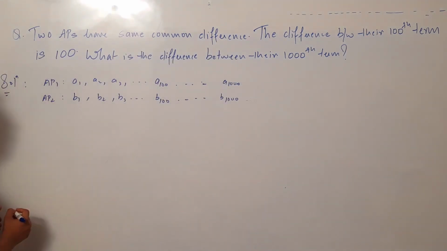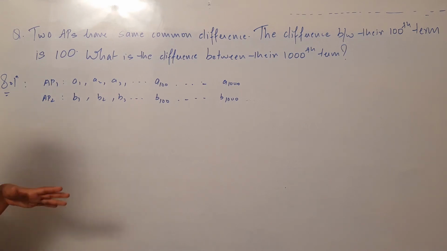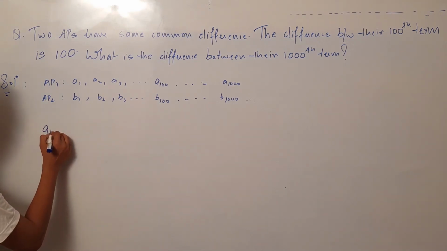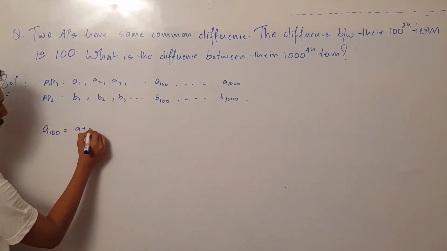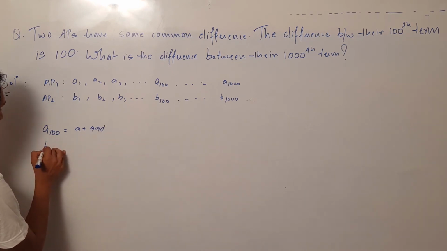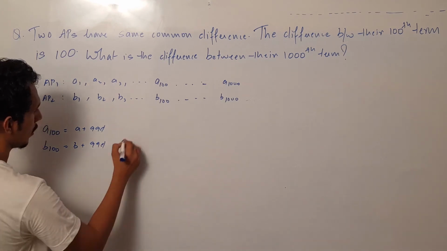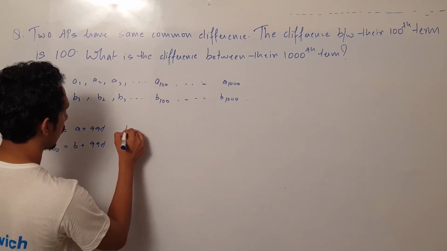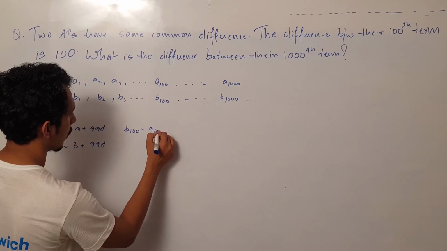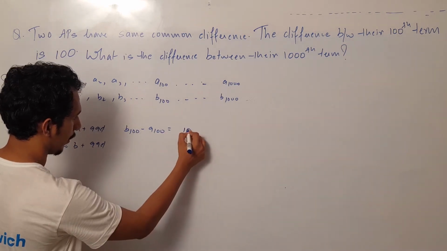Let's find out. Let's say, what is the 100th term of the AP? A100 is A plus 99D and B100 is B plus 99D. It is said that the difference B100 minus A100 is equal to 100.